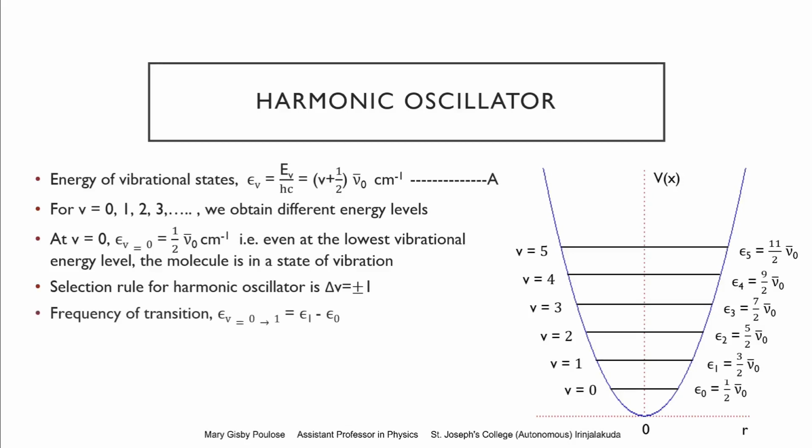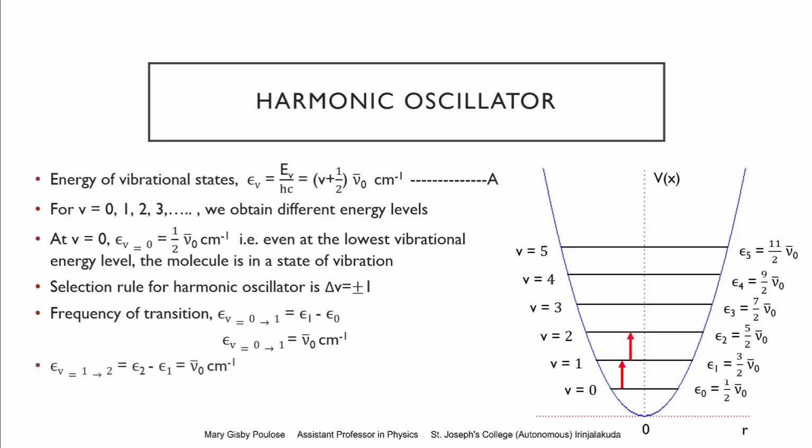And the frequency of that transition will be eta of V from 0 to 1. That is, the molecule is absorbing energy. It is given by eta 1 minus eta 0, the energy difference between the levels. That is equal to nu naught bar, centimeter inverse. You can calculate it. It will be 3 by 2 nu naught bar minus 1 by 2 nu naught bar. That is equal to nu naught centimeter inverse.